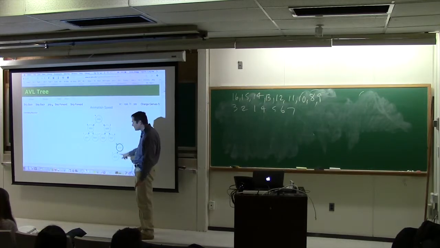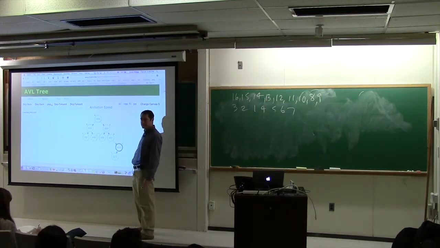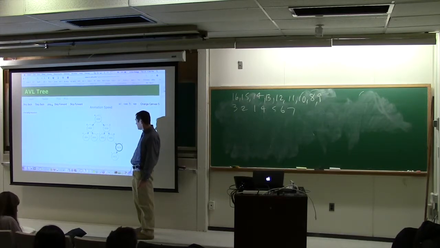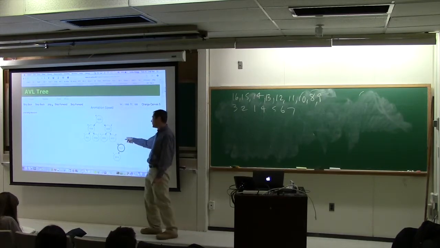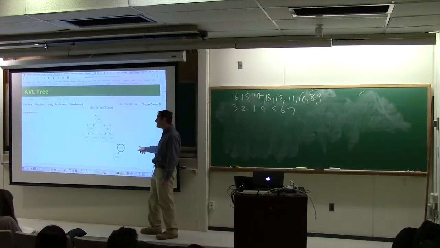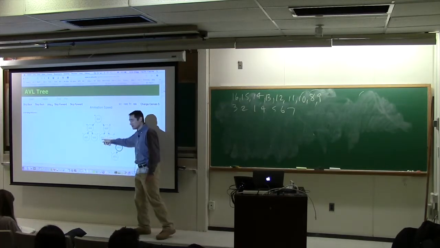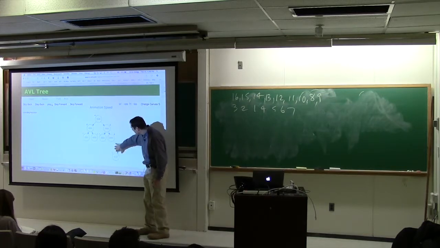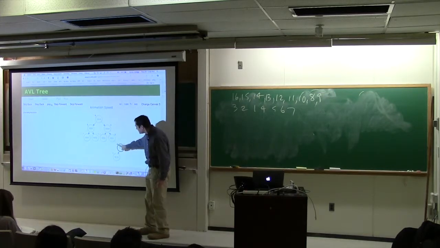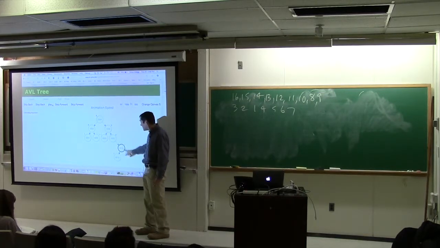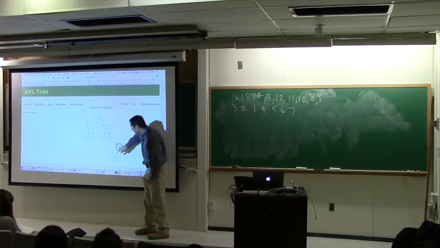OK? So what happens first here? 16 gets rotated to the right. And then we're going to rotate 7 which direction? To the left. OK? So really, it's going to become 7, 15, 16. And then it's going to become 16, 7, and 15.